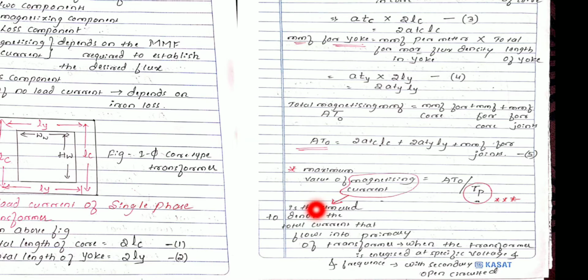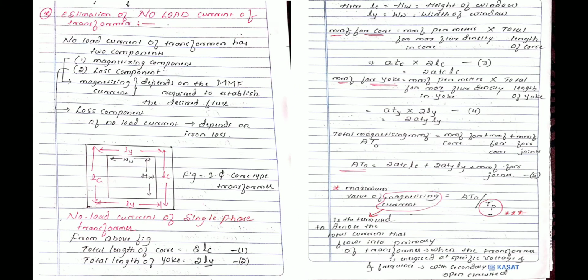Load will be connected on the secondary side, but no load in the sense that the secondary will be open. So only in the primary winding the current starts flowing when the transformer is energized at a specific voltage as well as frequency. That is the reason this magnetizing current flows in the primary winding itself, so I took the primary number of turns here. AT0 divided by TP gives the maximum value of the magnetizing current, that is Im. Getting my point? I hope you are getting these things.